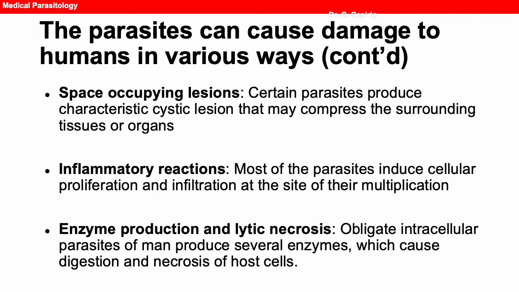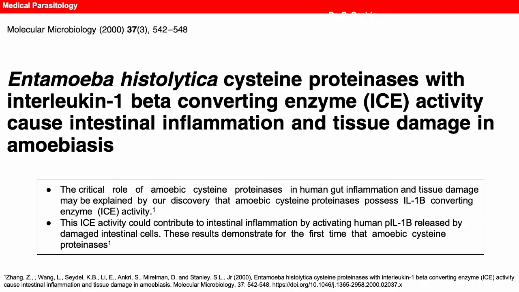A very good example of this enzyme production and lytic necrosis is Entamoeba histolytica. Entamoeba histolytica is the main causative agent of intestinal amoebiasis. It produces the enzyme cysteine proteinases. These cysteine proteinases are known to have interleukin-1 beta converting enzyme activity. Now, what are the roles of these enzymes?